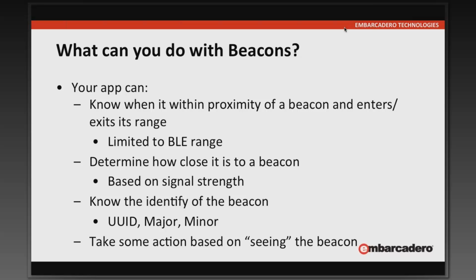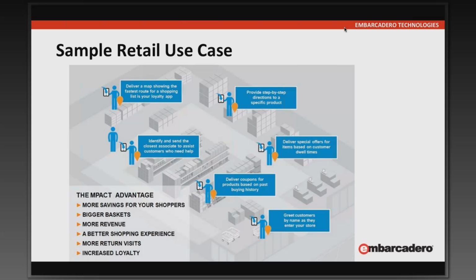So let's look at a use case here. This one is a retail use case, which is probably the most obvious use of beacons. You can imagine walking into a Macy's and they have beacons set up all over the place, and they'll be able to, first of all, know you're there and greet you by name as you enter the store, because your app knows who you are. Your app knows that you've entered Macy's because that's the beacon that identified itself as the Macy's beacon, and that's the first thing you can do.